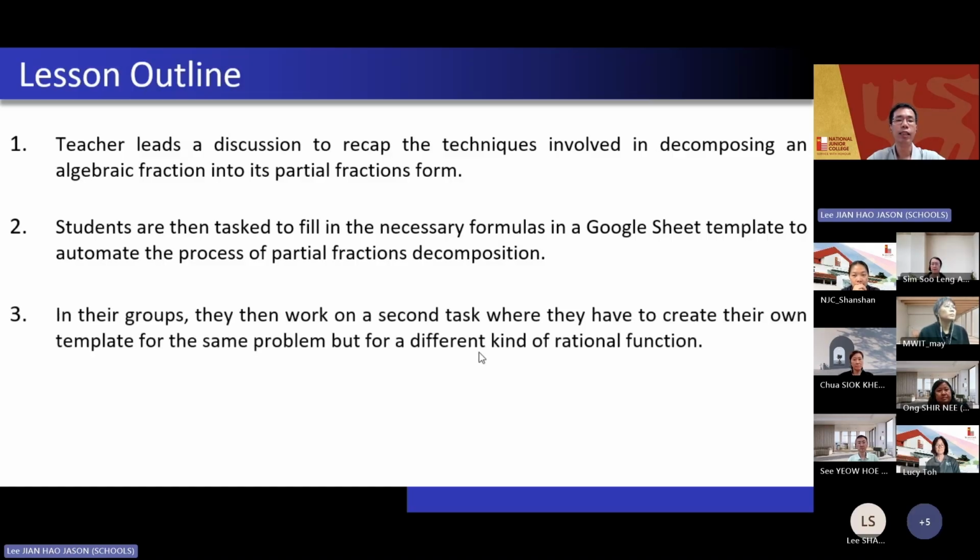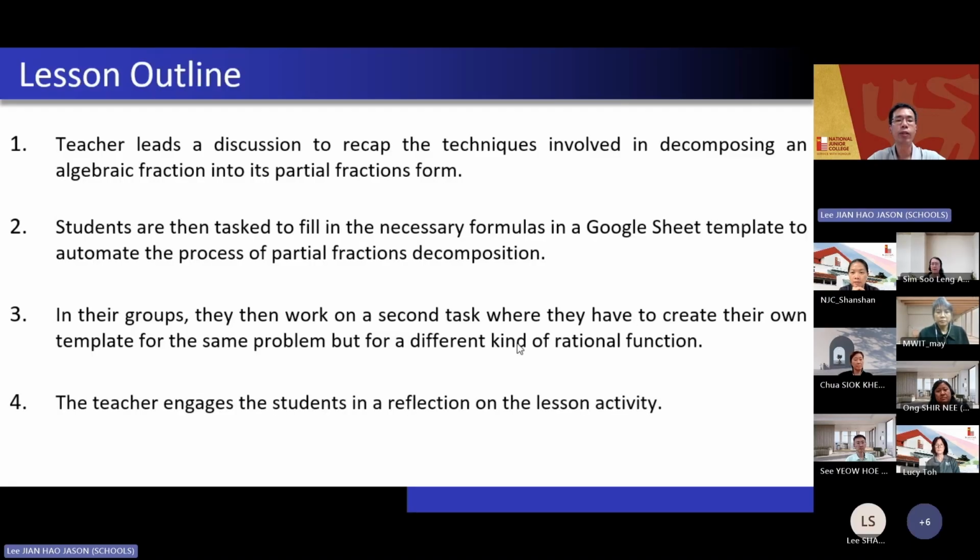After they were done with this activity, I then posed them a different task, where they now had to create a template from scratch for a different kind of algebraic fraction. And similarly to the previous task, I called upon a few groups to present their solutions to the rest of the class. And lastly, we concluded the lesson with a few reflection questions, which I posed to them by means of an online form.